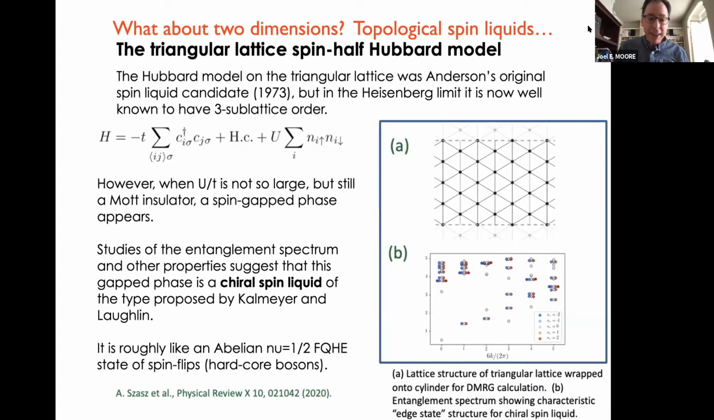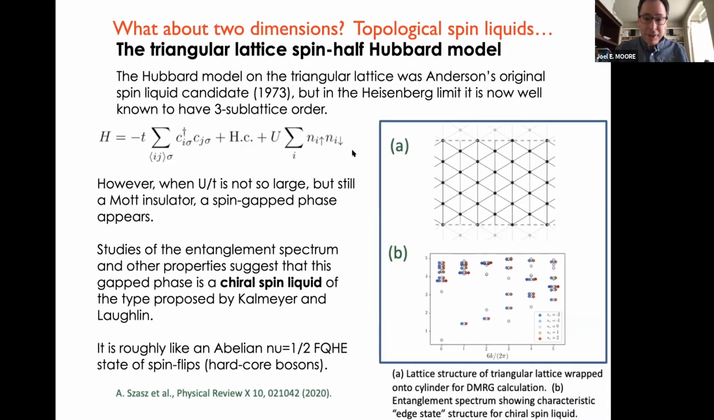But we believed then that in the Hubbard model, and we still believe, there is a chiral spin liquid, and it's the old kind, if you want, proposed by Kalmeyer and Laughlin. It's basically a nu equal to 1/2 fractional quantum Hall state of spin flips or bosons. And the reason why we know that is there are a lot of tricks. Some of these were pioneered by Mike Zaletel, who's a co-author on this paper, to do flux twists and things like that to understand what kind of topological order you have, at least in a gapped state. Entanglement spectrum is another characteristic.